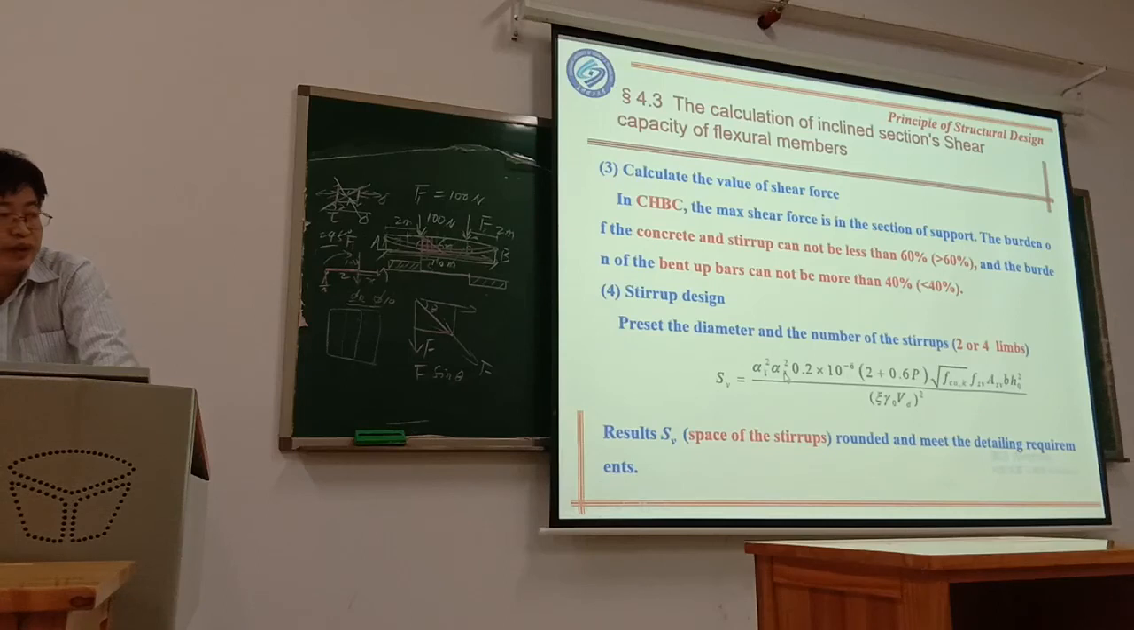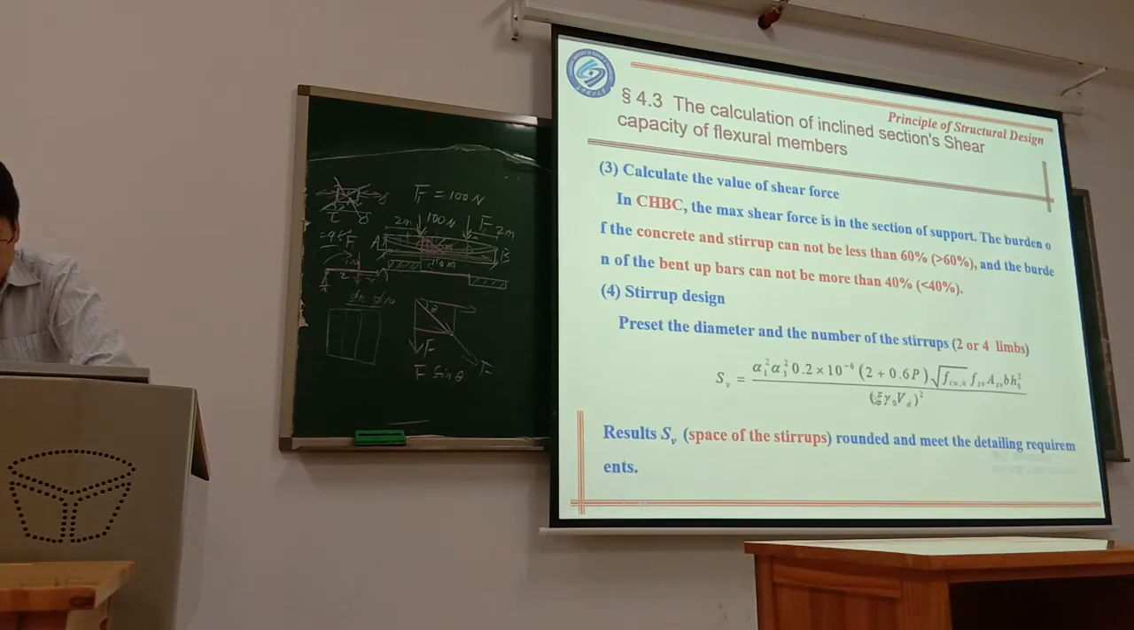R1, R2, R3 we have introduced just now. And fcuk we know, the standard way with the concrete. fsv, the design way with the stirrup reinforcement. And Asv, the section area of the stirrups. And b h0 c, gamma 0 Vd. Gamma 0 Vd is the external shear force induced by the external load.